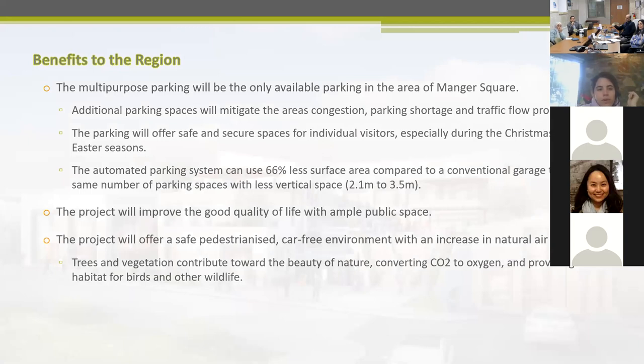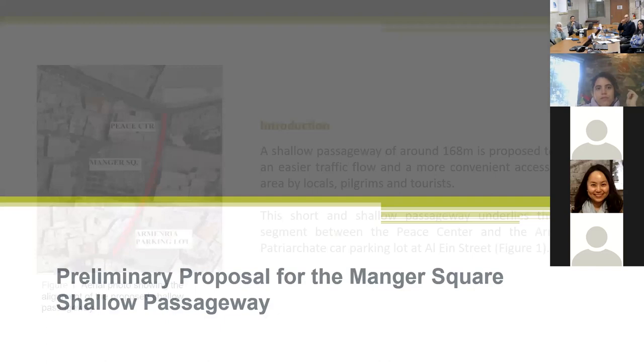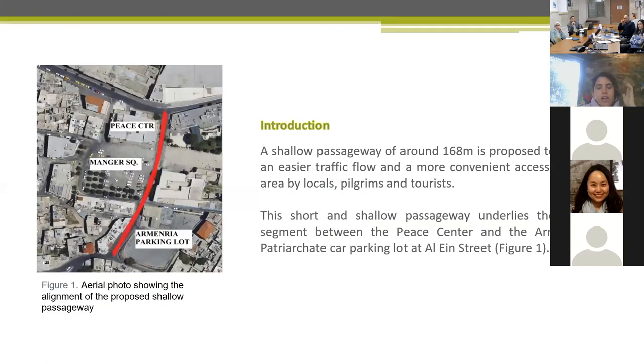And now I'll move on to another project, which is a preliminary proposal for the Manjer Square shallow passageway. We actually have two proposals, one for a deep tunnel and one for a shallow passageway. But the shallow passageway is more relevant for the purpose of this presentation. So I will only be focusing on the shallow passageway. And if you're interested in having more information, then please contact us and we can show you the study, which shows you all the details and all the plans that were designed.